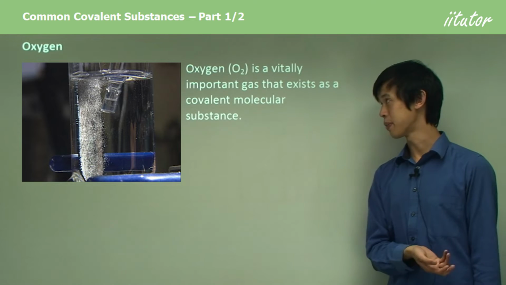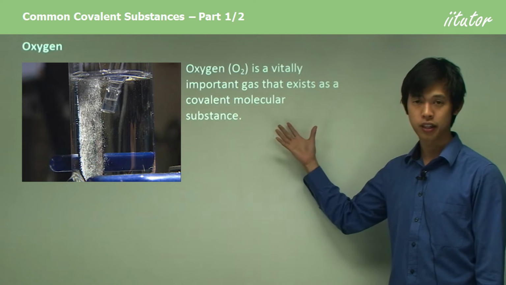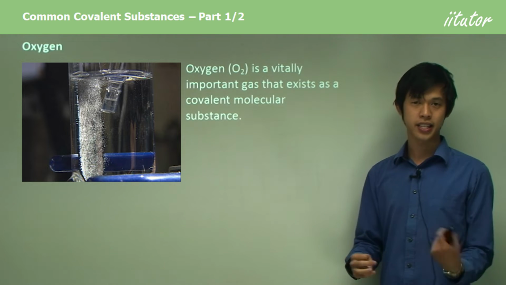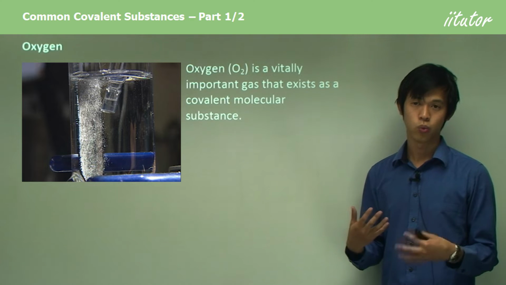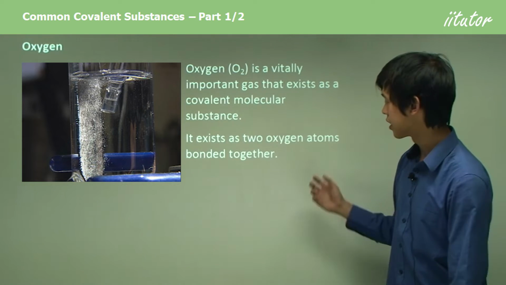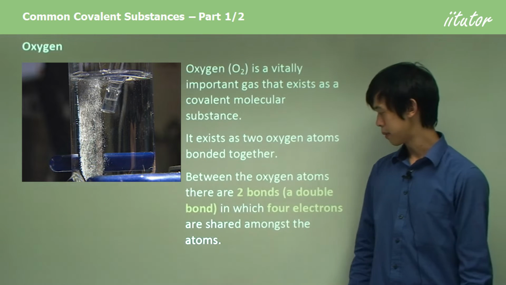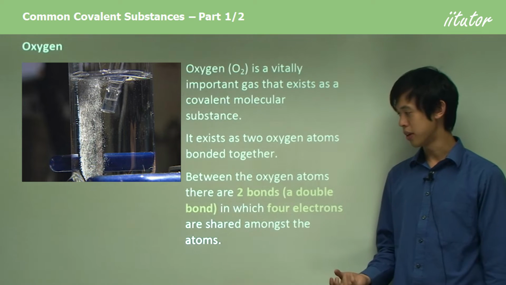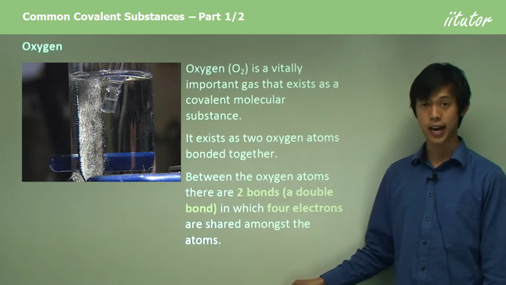So obviously the first one we'll talk about is oxygen. Oxygen is vitally important, and it exists as a covalent molecular substance. Obviously, we can understand the importance of oxygen. We need to breathe it in to get energy, and if we stop breathing, we die. That's just how it works. Diatomic oxygen exists as two oxygen atoms bonded together covalently. Between the oxygen atoms, there are two bonds, which we call a double bond, in which 4 electrons are shared amongst the atoms.